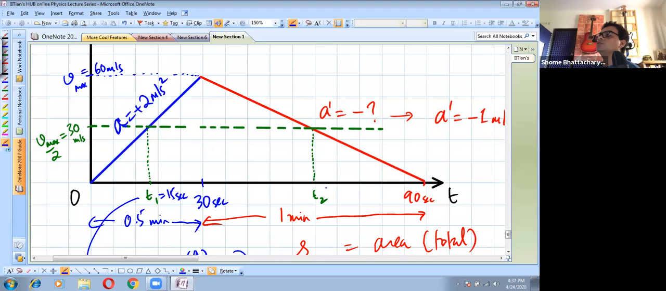So that means T2 should be how much? It should be 1 minute. This should be 60 seconds or 1 minute. Again, this time should be the midpoint of 30 seconds and 90 seconds. That's another way to understand.